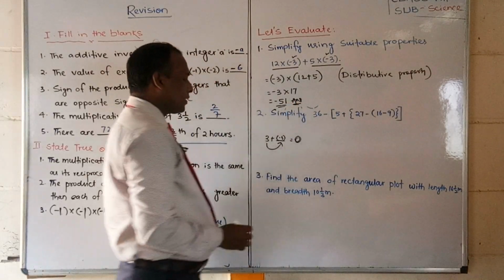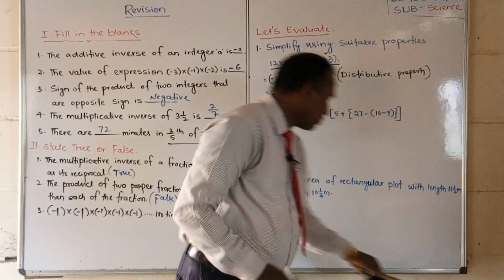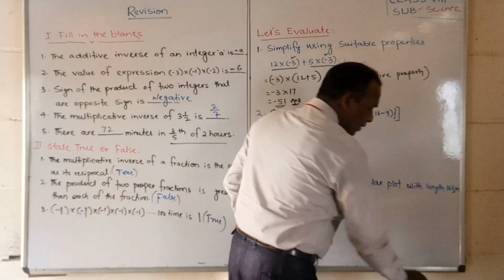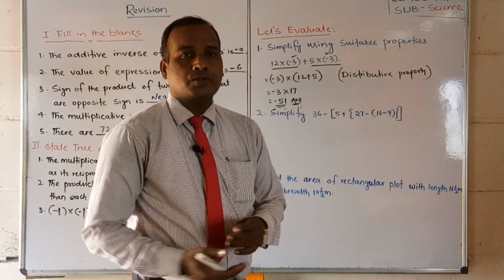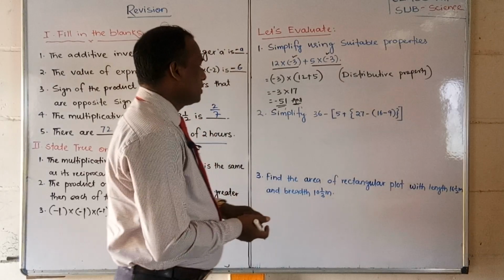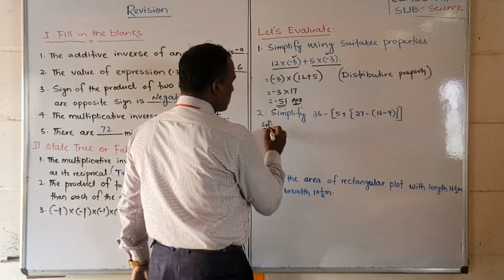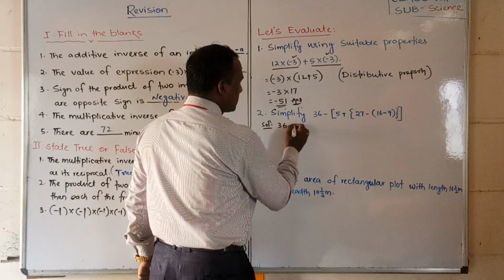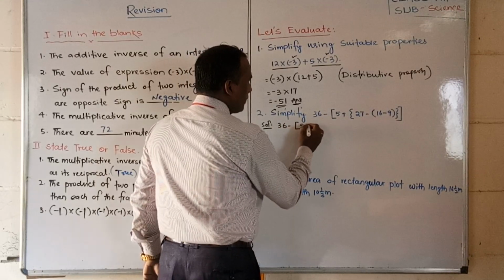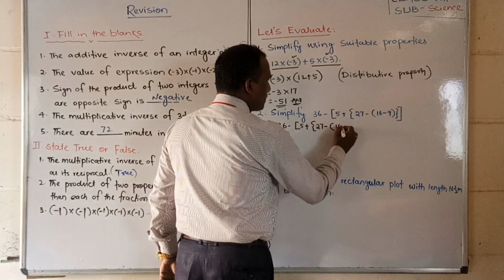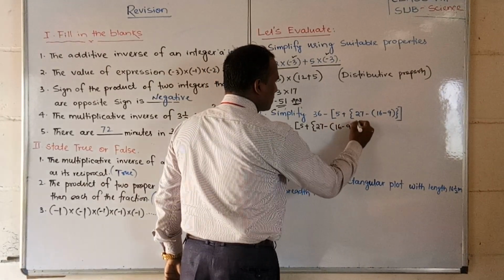Okay. Students, we have to do the same. This is also simplified using brackets operation; you can use the BODMAS formula. By this we can easily solve it. Okay. So now the solution. First I have the question: 36 minus 5 plus 27 minus 16 minus 9.